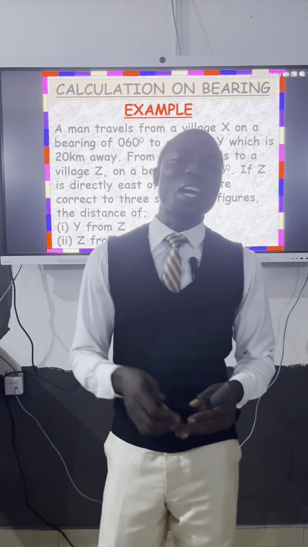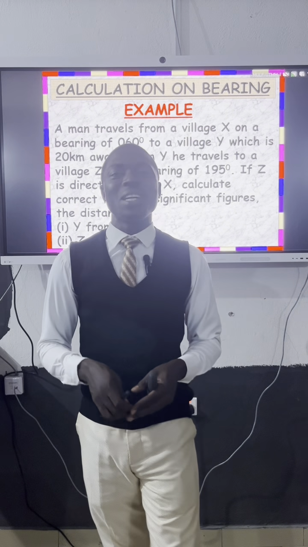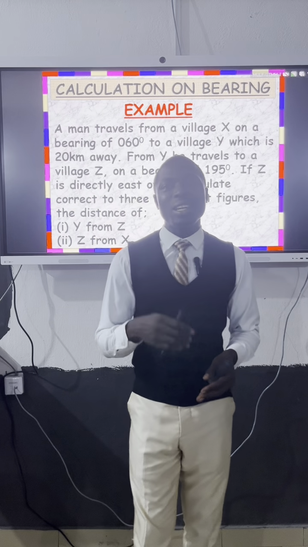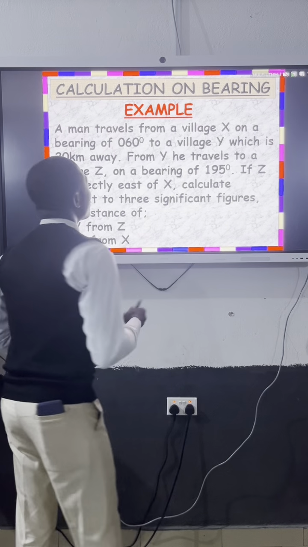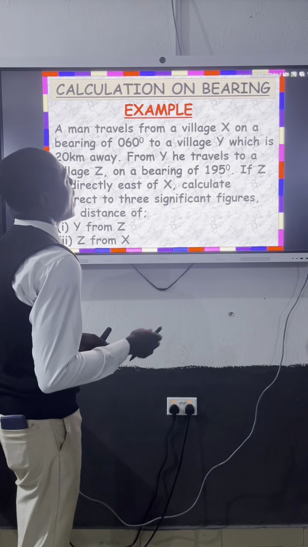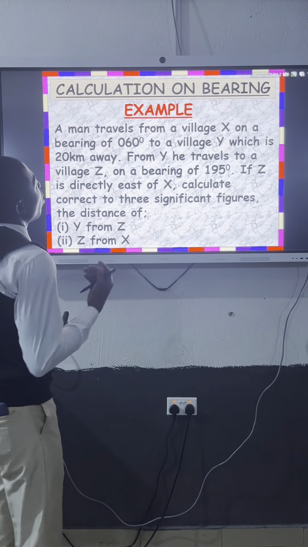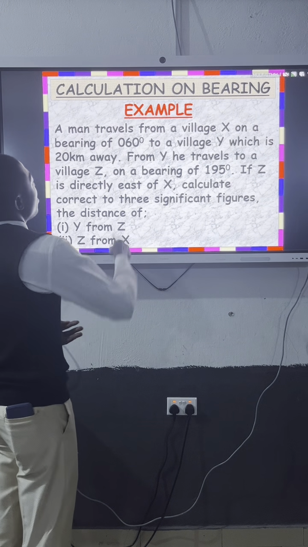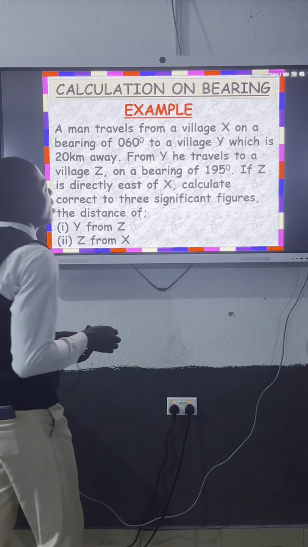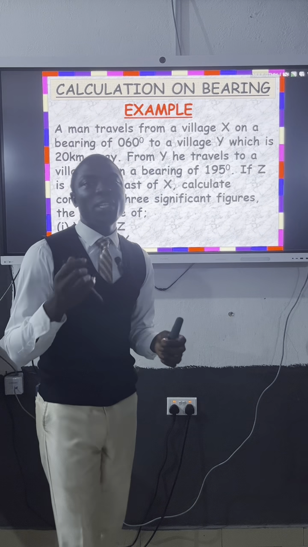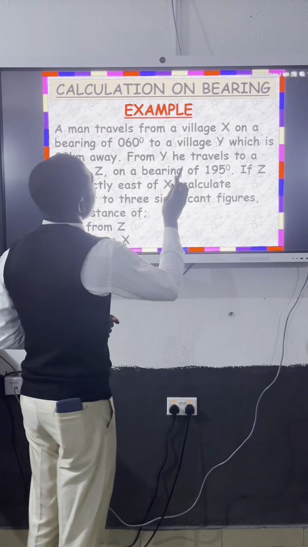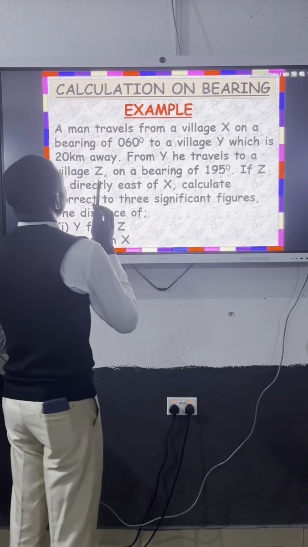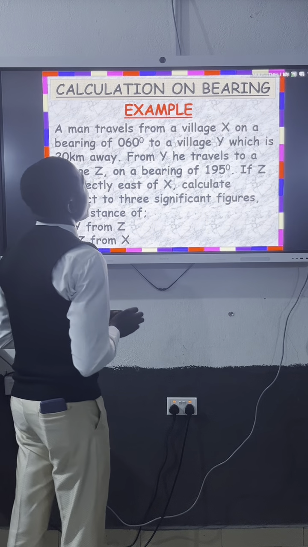Today we want to see how we can consider a calculation question on bearing. So we have a question here before us. A man travels from a village X on a bearing of 060 degrees. This 0 at the front of 60 means that it's actually a three-figure bearing.